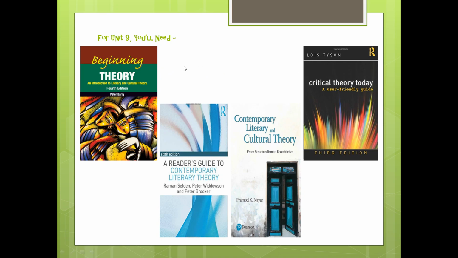literary theory is not enough. You also have to know the various developments, the various influences, the various names and various works of literary theory as well. So for these two things, we are suggesting two very up-to-date books. One is A Reader's Guide to Contemporary Literary Theory, written by Raman Selden, Williamson, and Brooker, and the other one is Contemporary Literary and Cultural Theory by Pramod K. Nayar. These two books are the most up-to-date books that can be found on the market about literary theory.